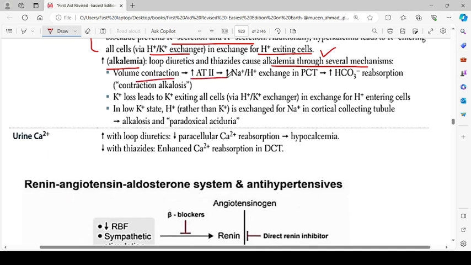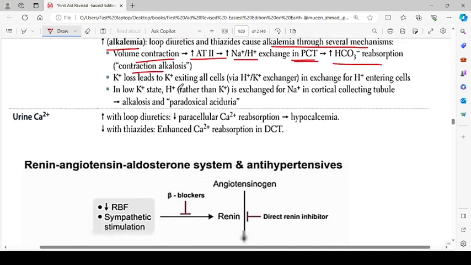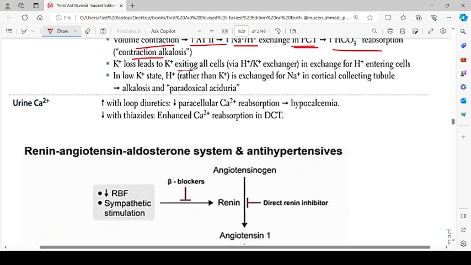Volume contraction, increased angiotensin 2, that will lead to increased sodium hydrogen exchange in the proximal convoluted tubule, increased bicarbonate reabsorption, and contraction alkalosis. Potassium loss leads to potassium exiting all the cells by hydrogen potassium exchanger in exchange for hydrogen entering the cells. In low potassium states, hydrogen rather than potassium is exchanged for sodium in cortical collecting tubules that will lead to alkalosis and paradoxical aciduria.